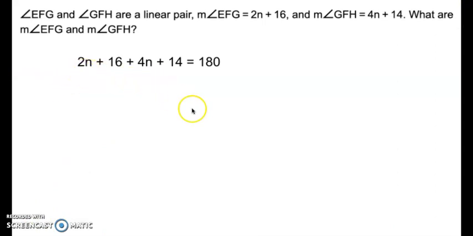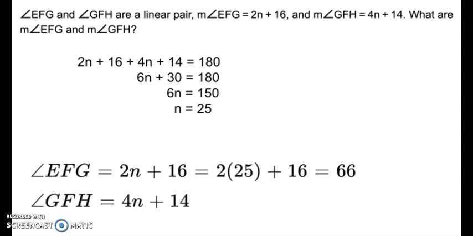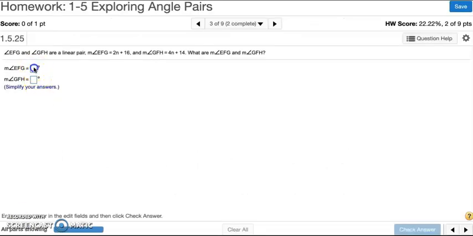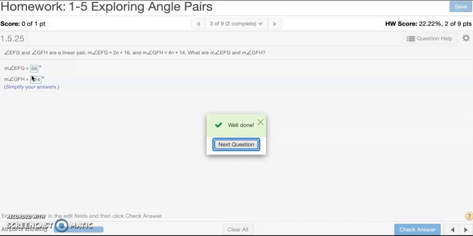So we add them up and we set it equal to 180. Combining like terms gives us 6n plus 30 equals 180. Subtract 30 on both sides, you get 150. Divide by 6, you get 25. So n is 25. To find the measure of each, we have to substitute it in. For angle EFG, we substitute in 25, and we get 66. For angle GFH, we substitute in 25, we get 114. So let's type it in. EFG is 66, and GFH is 114. And that's number 3.